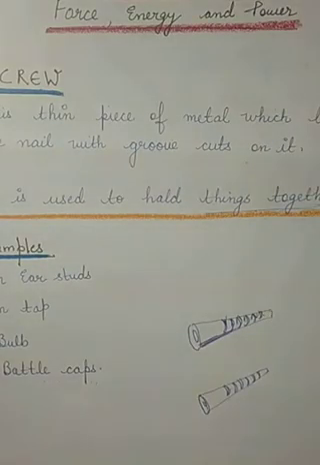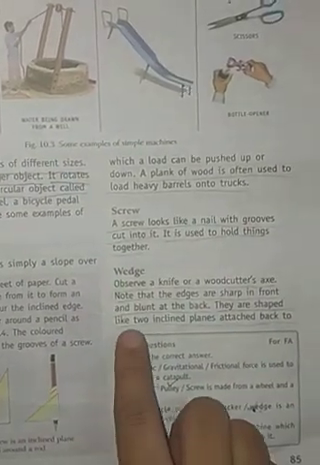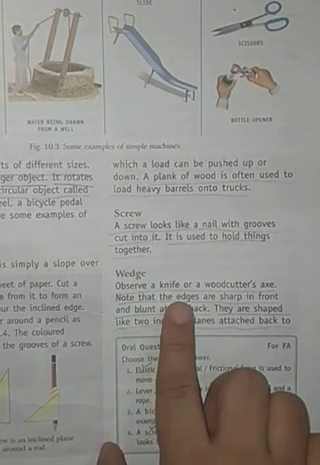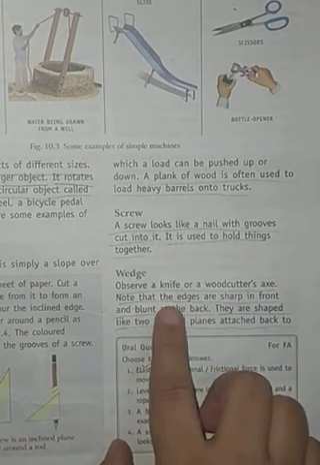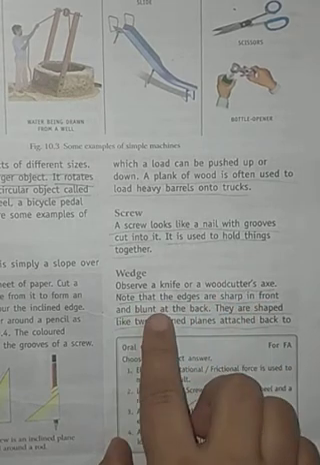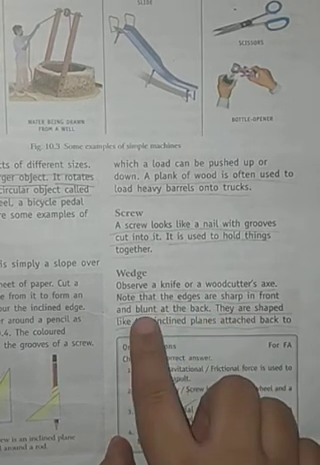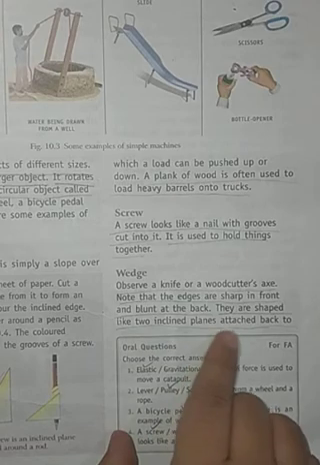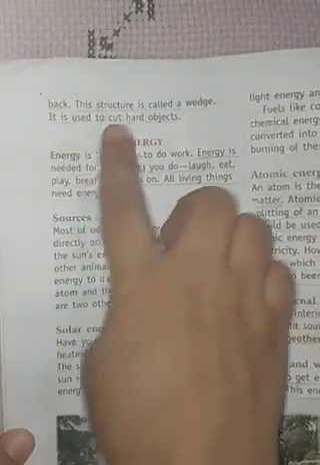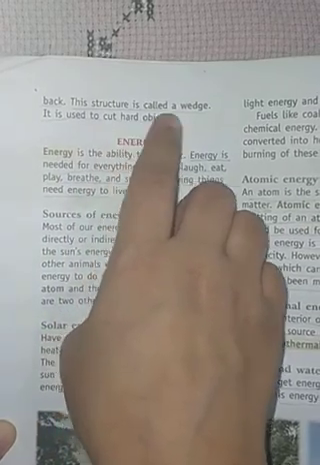Now coming to the next topic, the wedge. What is written about the wedge in your book? Observe a knife or a wood cutter axe. Note that the edges are sharp in the front and blunt at the back. So their edges are sharp in the front and less sharp at the back. They are shaped like two inclined planes attached back to back. This structure is called a wedge and it is used to cut hard objects.